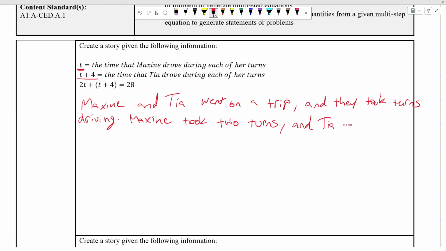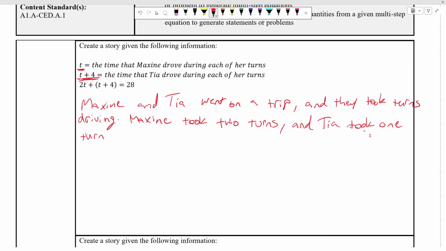Tia took one turn. Now, why do I say one turn? Well, this t plus 4 is the time that Tia took each of her turns. There's only one of these terms here. It's not a scenario in which there's a number out here like a 3 that you're distributing, 3 multiplied by that. Nope, it's just 1. So that's where the 1 turn comes from.